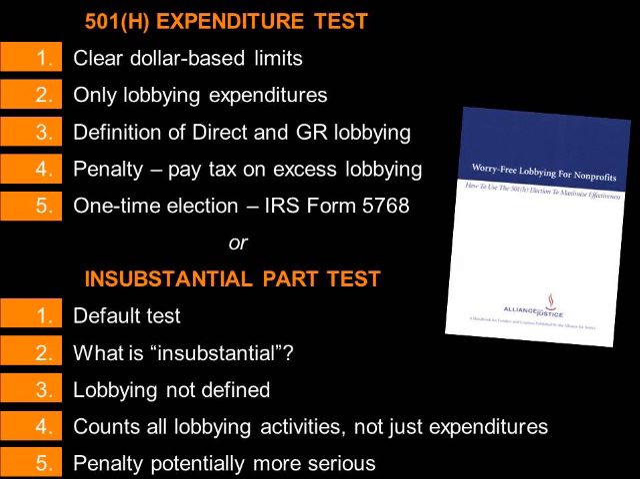For all of these reasons, we think that most C3 charities will benefit greatly from choosing to measure their lobbying under the 501h expenditure test rather than the insubstantial part test. But to do so, you do have to proactively fill out that form and send it in to the IRS.